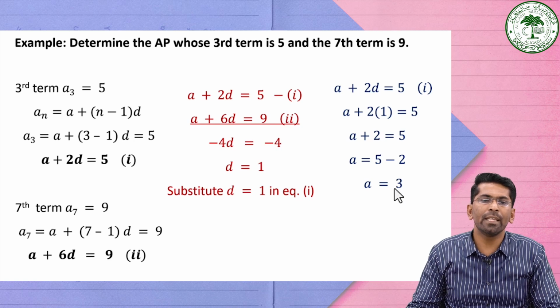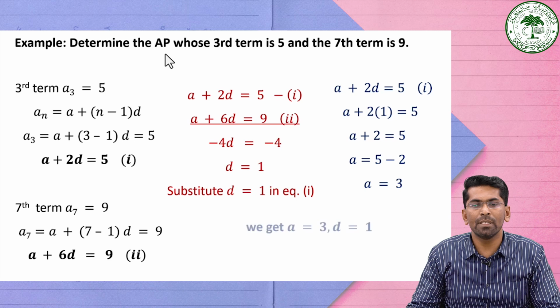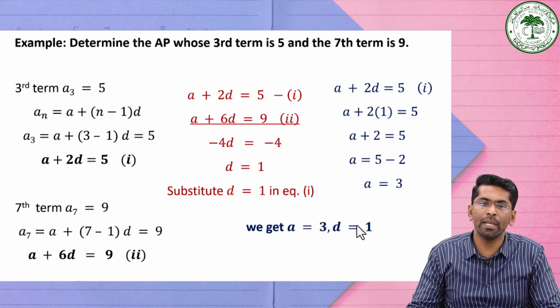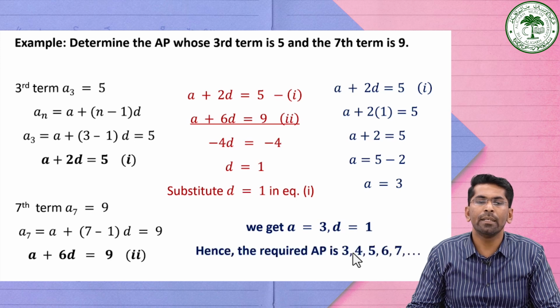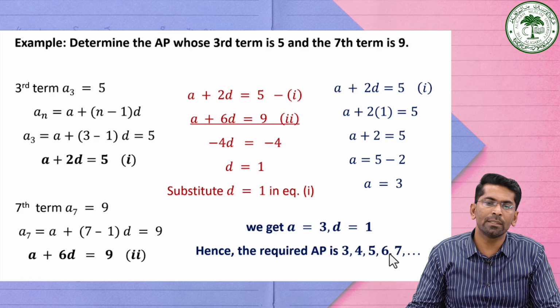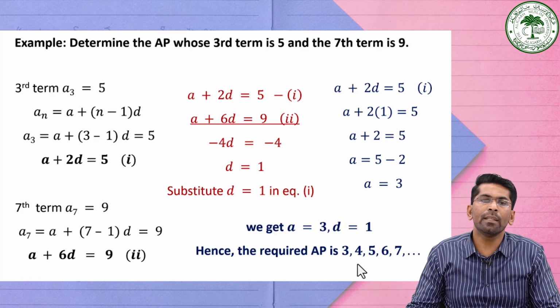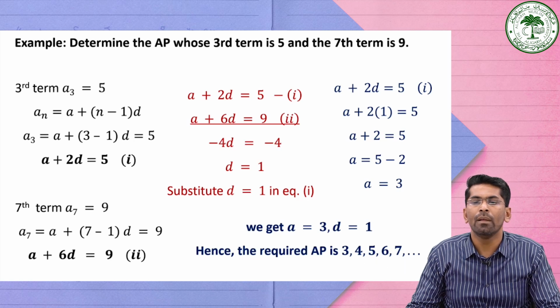So the first term of this arithmetic progression is a equal to 3, and the common difference is equal to 1. We want to determine the arithmetic progression. The first term is 3, and the common difference is 1, so we add 1 to 3 to get 4, 4 plus 1 is 5, 5 plus 1 is 6, 6 plus 1 is 7, and so on. So the arithmetic progression is 3, 4, 5, 6, 7, and so on. This is the solution for the given question.